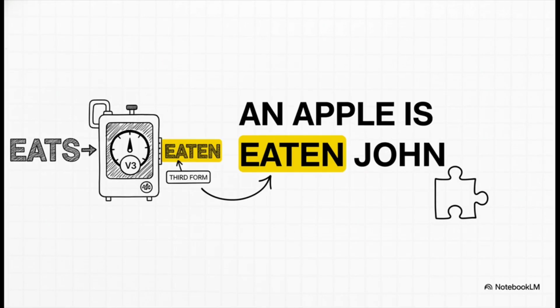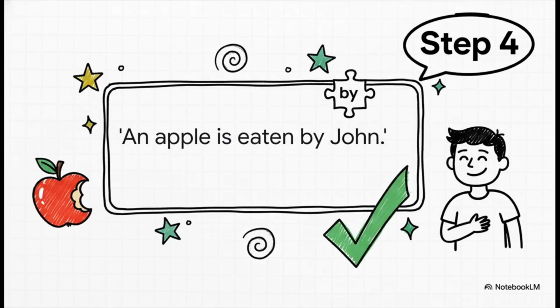Okay, moving right along to step 3. We've got our "is" in there, which locks in that present tense for us. Now we have to take the main verb, eats, and change it to its third form. Like eat, ate, eaten. That third one is the one we want. So our sentence now looks like this. An apple is eaten John. Ooh, we are so close. I can feel it. Just one last little thing to do. And for the final step, the grand finale, we just pop the word by in there, right before our original subject, John. And voila! An apple is eaten by John.